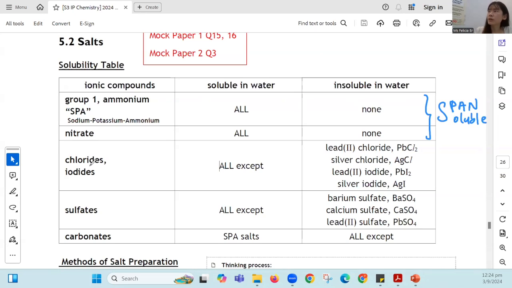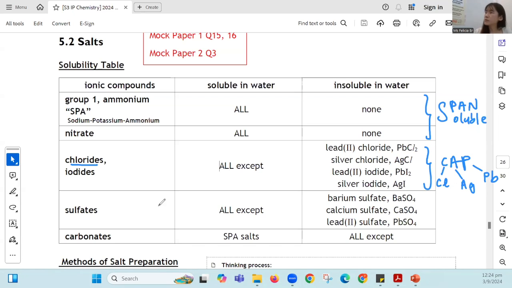Then over here for the chlorides and iodides, usually they tend to test chloride more often. Iodide, very seldom. So how to remember which are the exceptions? I'll go by the mnemonic called CAP. CAP means the chlorides are all soluble except Ag and Pb. So you know where CAP? CAP.